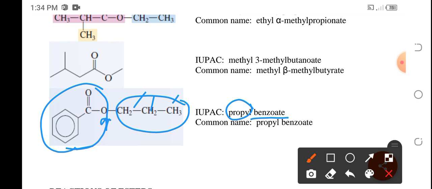As for its common name, it will be the same, propyl benzoate, because the benzoic acid will also adopt the common name, benzoic acid. So, walang pagkakaiba sila. Okay?